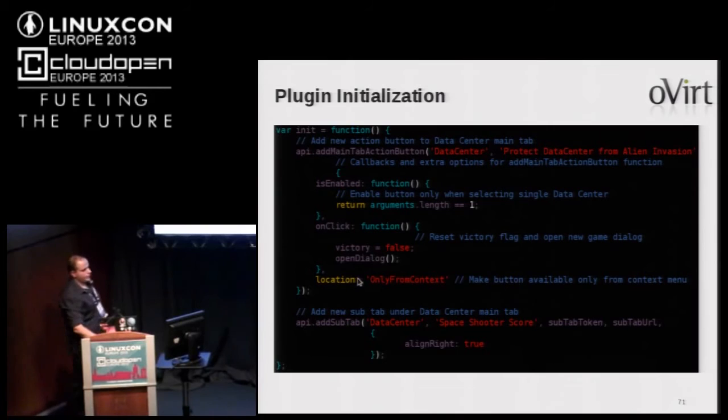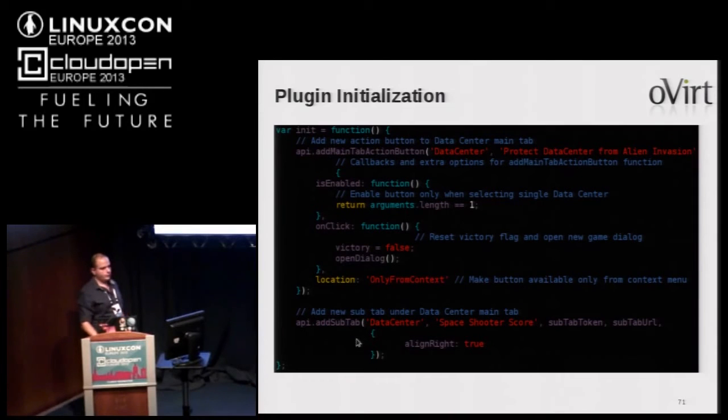Now the location I wanted for my action button was only in the context menu because I don't want my boss to see that I can play Alien Invasion during my work hours instead of managing his data center. So I don't want it to be seen up there, so it's just in the context menu when you right click.